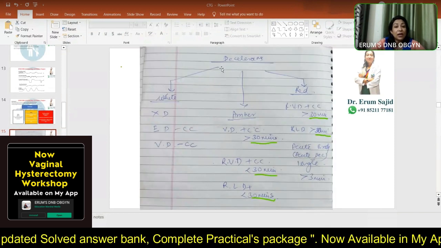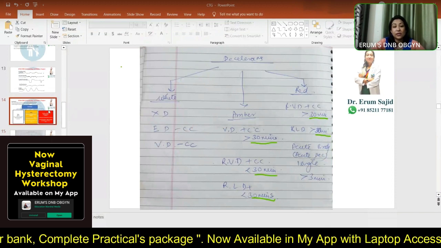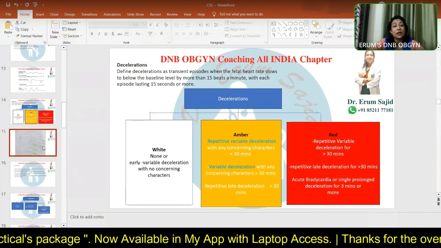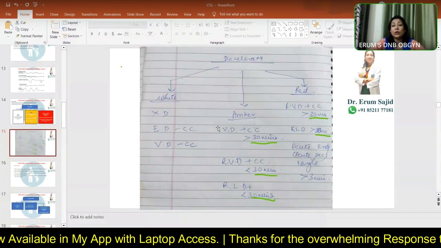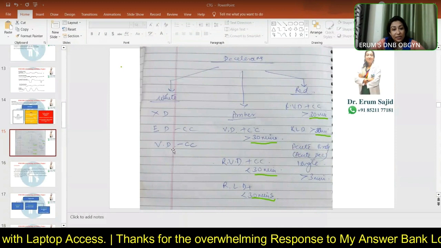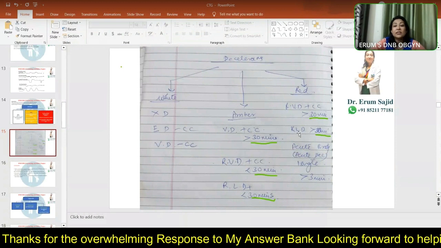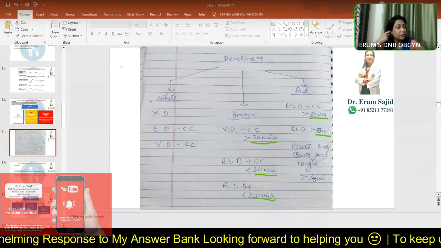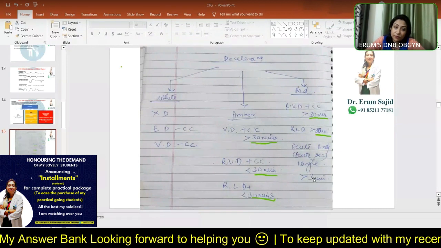Decelerations are regarded as white. First of all, no decelerations, or early or variable decelerations with no concerning characteristics. Let me tell you what these mean. ED means early decelerations, VD means variable decelerations, and CC means concerning characteristics. This is a rule of 30: 30, 30, 30, 30, 30, 30, and 3 minutes. I'll tell you what it means. What 3 minutes is, you'll understand yourself. So basically, it's a rule of 30, right?